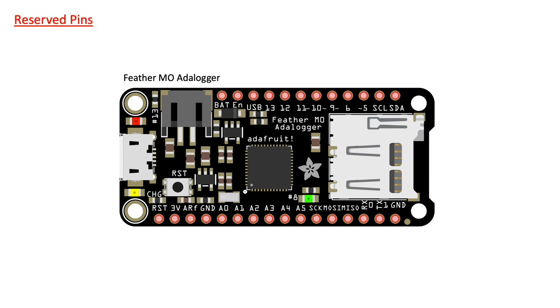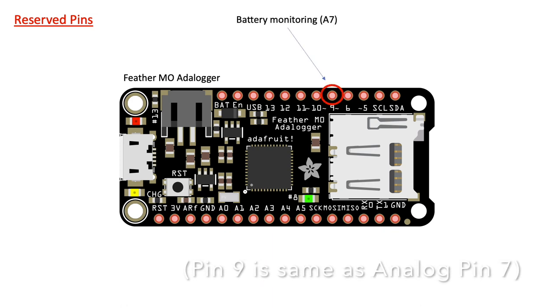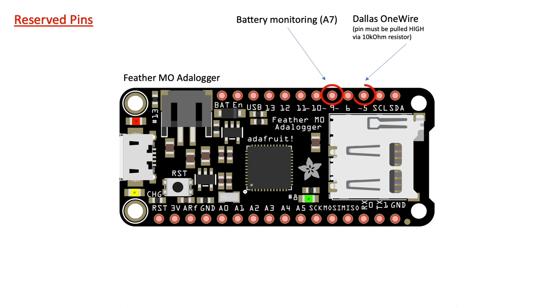This slide will summarize how things are currently mapped in my current instrument setup. Pin 9 is used for battery monitoring. Pin 5 is where I have all my Dallas 1-wire temperature sensors attached. And I have all my weather sensors, my real-time clock, and my OLED mapped to the SCL and SDA pins.